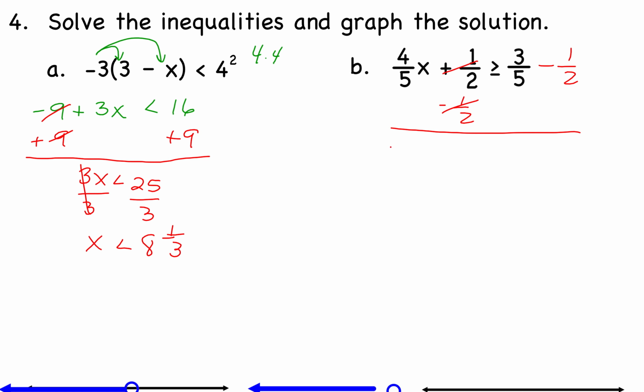I have 4/5 x is greater than or equal to, and I need to subtract these two fractions, but their denominators are not the same. So I need to change these into like denominators. So I'm going to multiply the two denominators and change them into tenths. Okay, and they are subtracted.